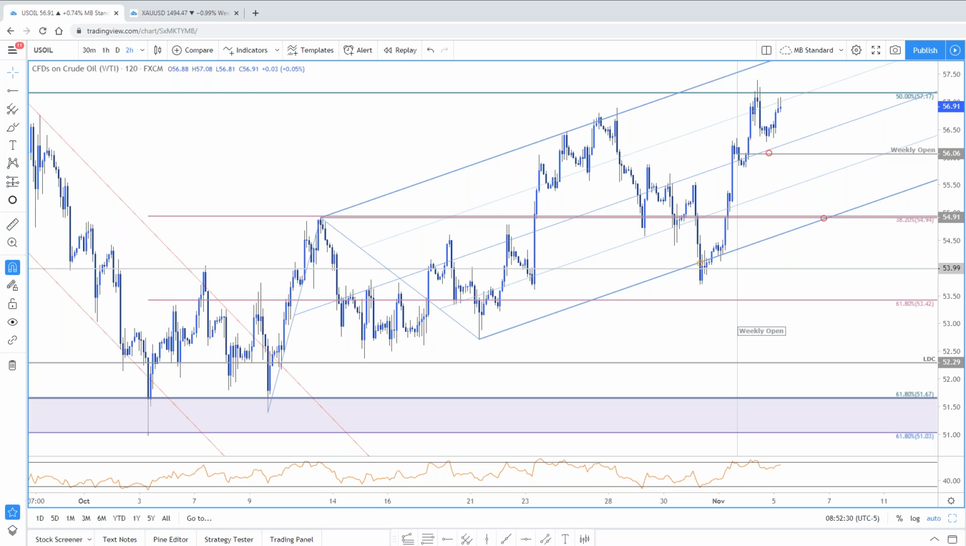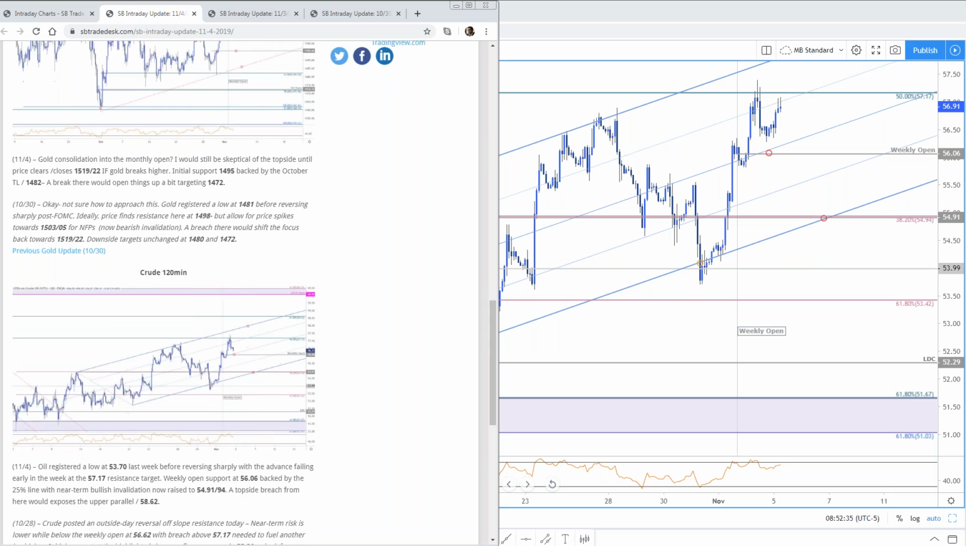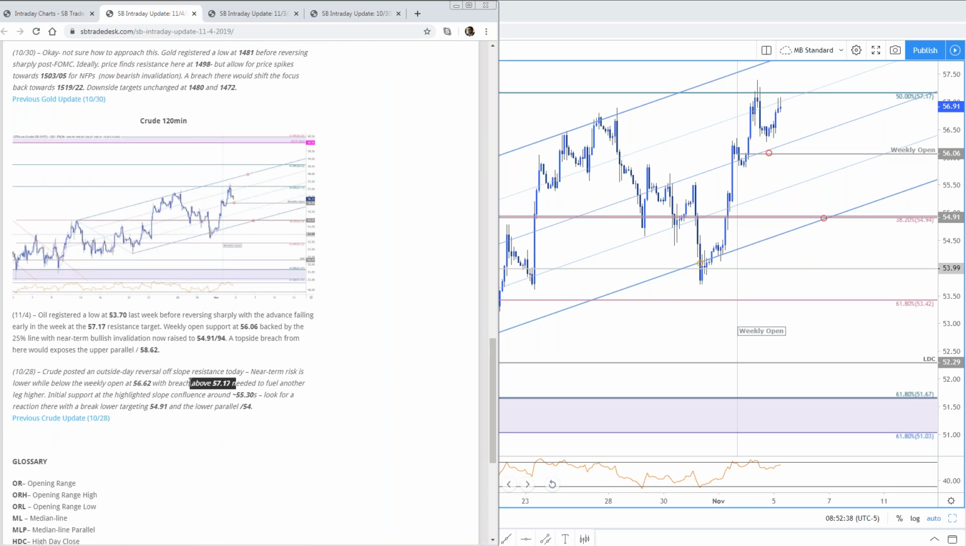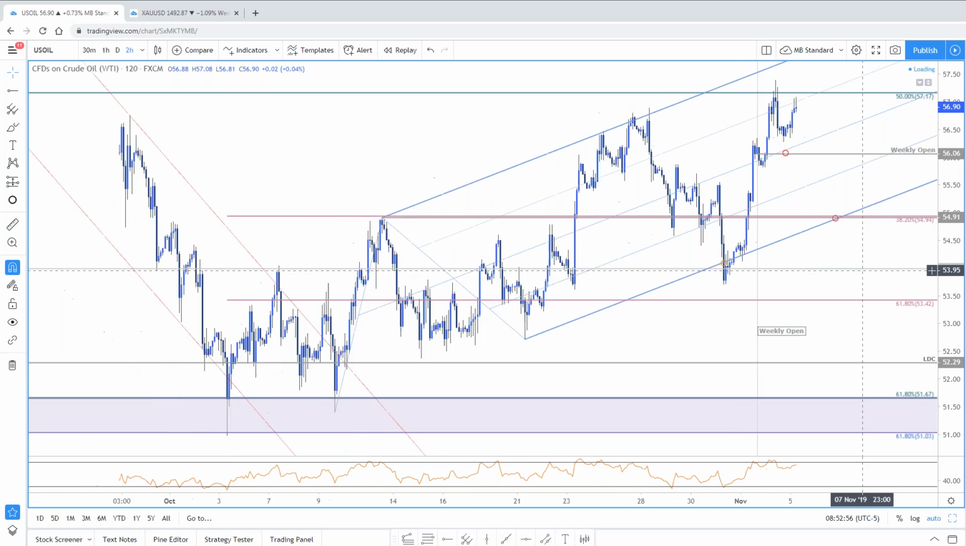I mean, this thing, resistance is resistance. 57.17. If you guys remember the previous update, that was sort of the last target on the upside that we said we needed to see a break to fuel the next leg higher in price. Well, we tagged it into the start of this week and pulled back. And not only did we pull back, but it was a pretty strong kickback off it. And to me, I still think the risk is for some sort of near-term pullback to get long.